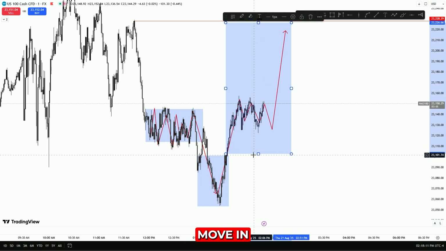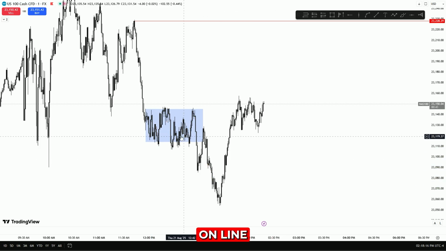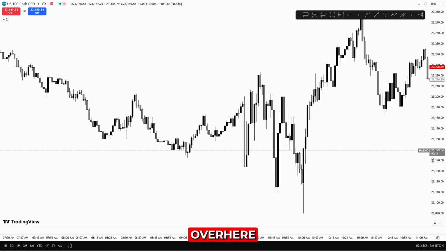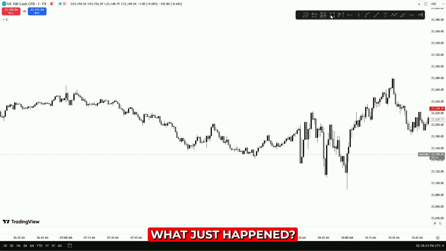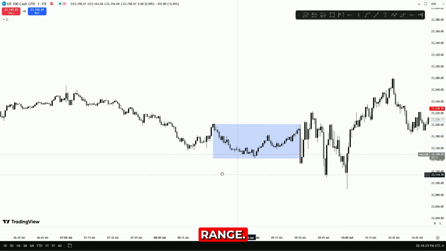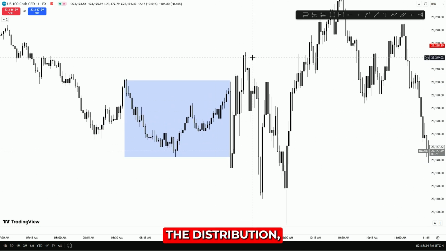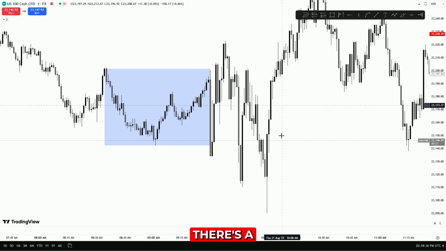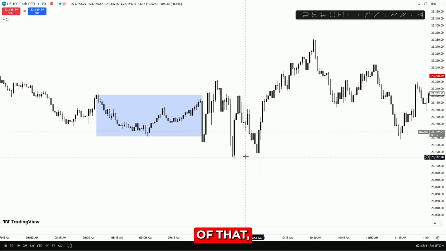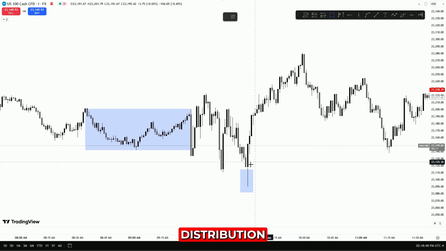All right, every single day the market moves in such a way. In the New York session especially, you're gonna see manipulation a lot. And yep, over here as well, what just happened? This is your high and this is your low, and the market is just moving in this range. After that, you got the manipulation, you got the distribution. But now let me tell you one thing: there's news over here today, which is, I guess, the PPI month over month. So just because of that, we got this huge accumulation again, and then we got the manipulation over here, and then we got the distribution over here.